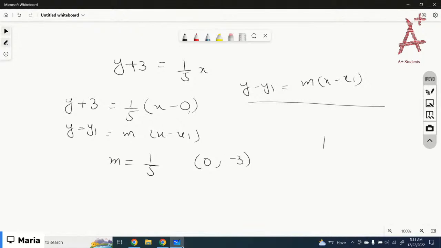Got it? So just plot a graph 1, 2, 3. x is 0 and y is negative 3. Got it? Here is the point. So the slope is 1 over 5. That means you move up. 1 is positive. You move up 1 point and right 5 points. Got it? So move up 1 point. You are now here, and right 5 points. 1, 2, 3, 4, 5. So when you move right 5 points, you are here.